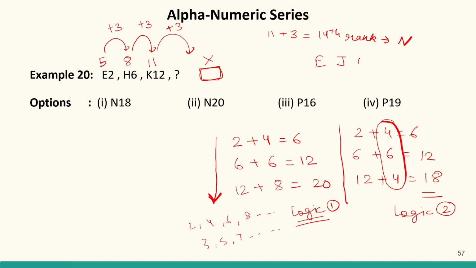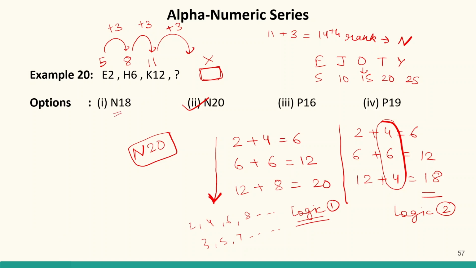You can follow the method 5, 10, 15, 20 and 25, right? So the 15th rank is for O, right? So the letter before O is N, so the 14th rank will be of N. You can follow this method also. So the 14th rank is of N, so the next element will be N20. This will be your next element.